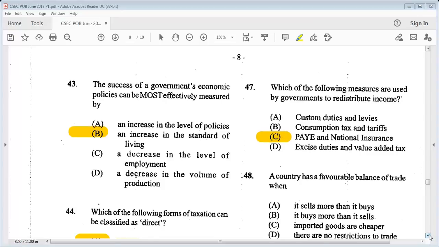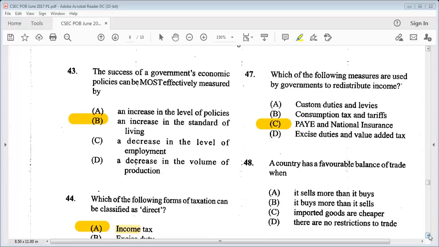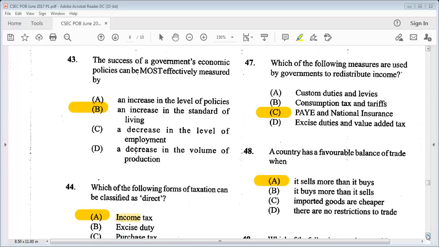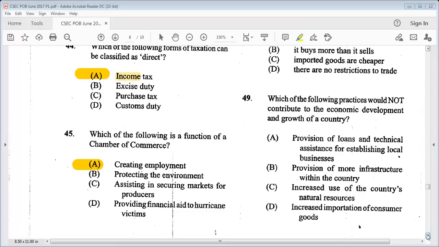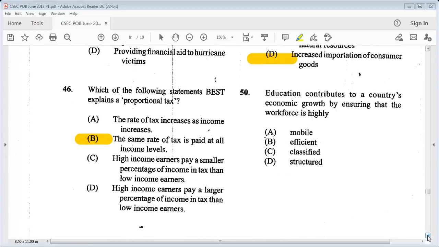48. A country has a favorable balance of trade when A, it sells more than it buys. Let's go on to 49. Which of the following practices would not contribute to the economic development and growth of a country? We know it is D, increased importation of consumer goods. Let's go on to 50.